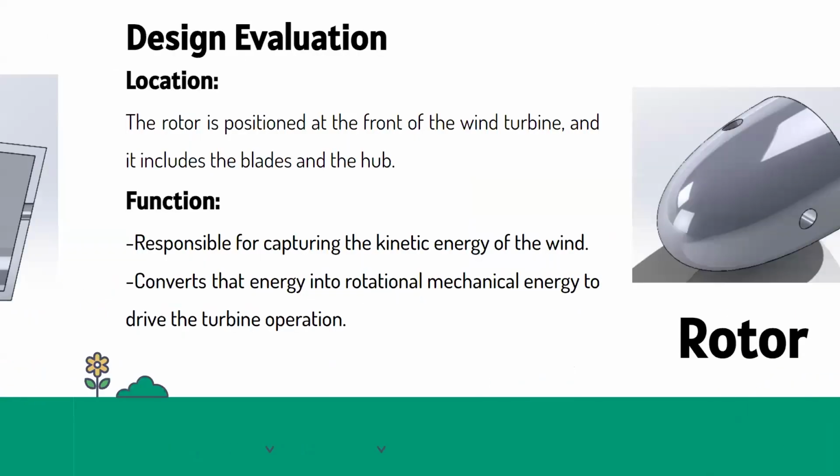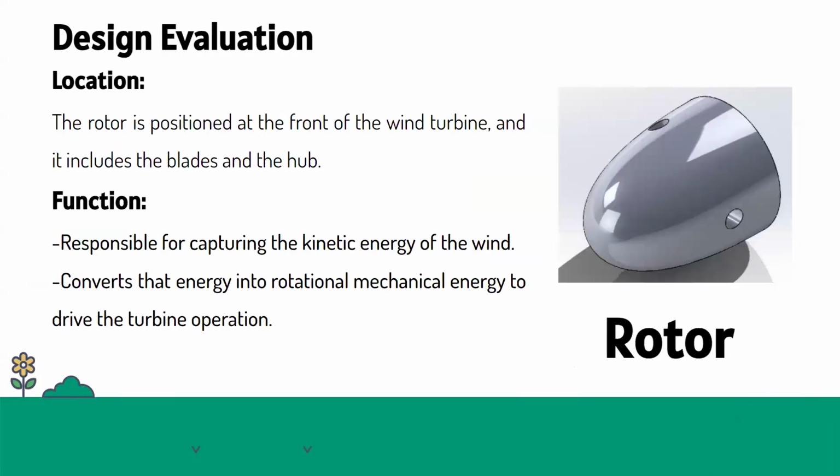And for the next one, I'd like to talk about the rotor. The rotor is positioned at the front of our wind turbine, and it includes the blades and the hub, which are essential for our wind turbine. Its function is capturing kinetic energy from the wind and converting that energy into rotational mechanical energy to drive the whole turbine operation, which is necessary.